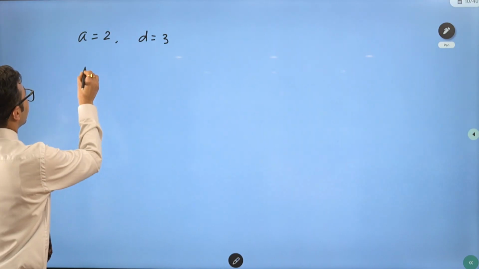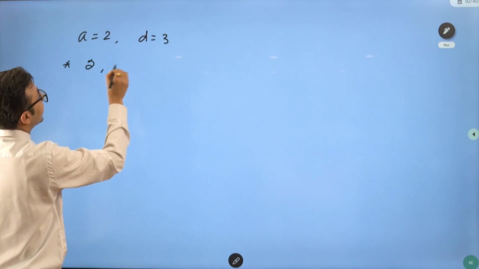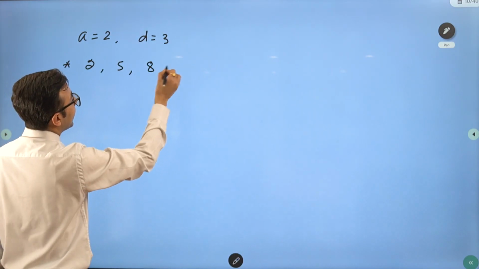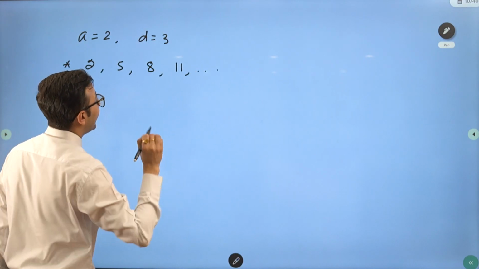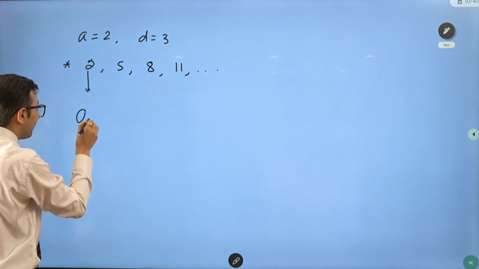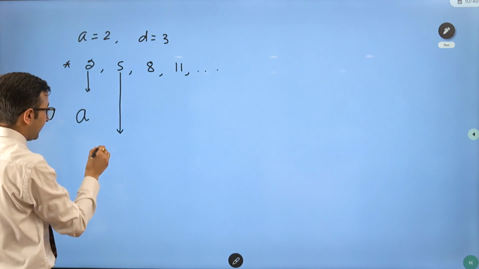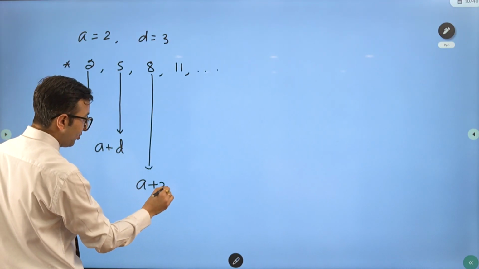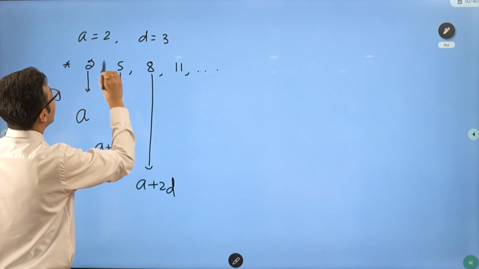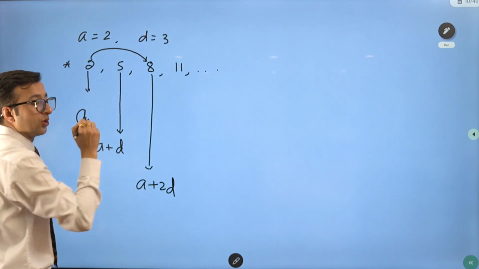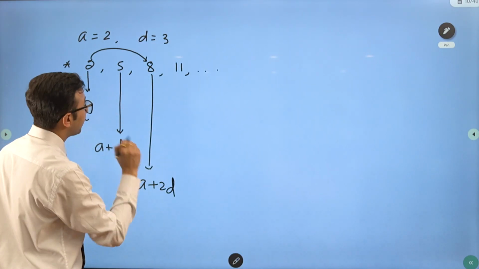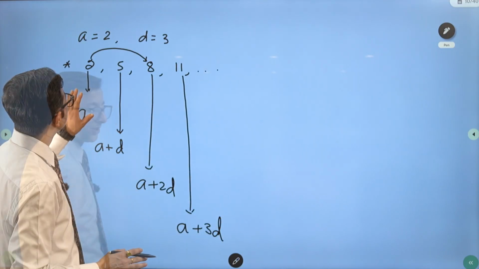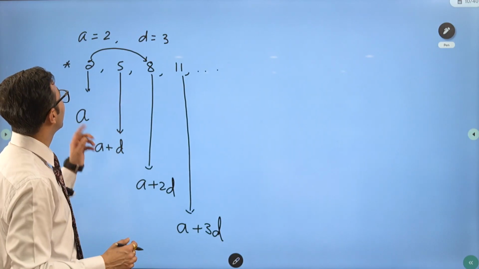To write an AP, in general form first is 2, to get the second, 2 plus 3 is 5, to get the next, 5 plus 3 is 8, to get the next, 8 plus 3 is 11, and so on. And this is a, the first term, this is a plus d, here a plus 2d. To reach 8 from 2, 2 plus 3 plus 3, that means a plus 2d. To reach here, how many d's? a plus 3 gaps.